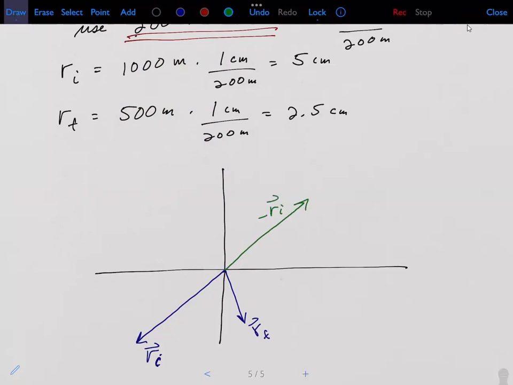So if I want to add R final to negative R initial, I need to move the tail of R initial to the tip of R final. So let's say like this. Remember, this was negative R initial. So now I'm adding R final plus negative R initial. And then if I draw my resultant vector, I'm starting from the tail of R final to the tip of negative R initial. And that's going to be my delta R. Looks like our answer is going to be somewhere in that first quadrant, okay? And we'll have to do it out to find out exactly where it ends up being. All right, so let's work this out.